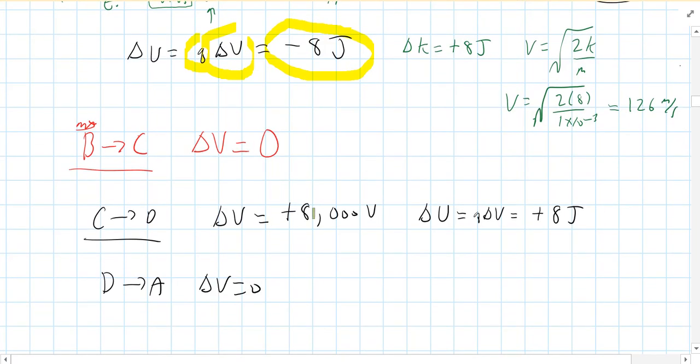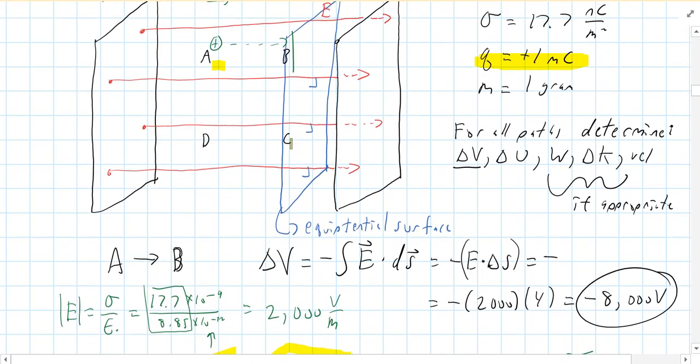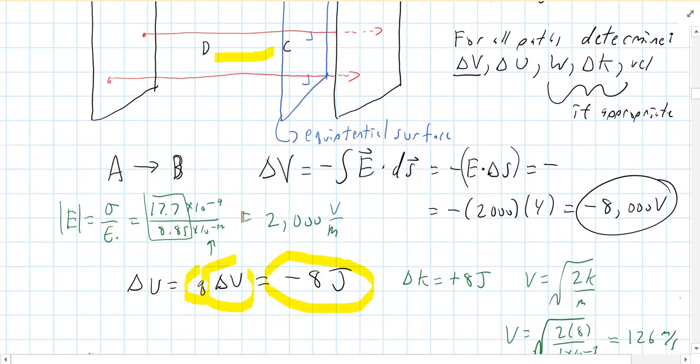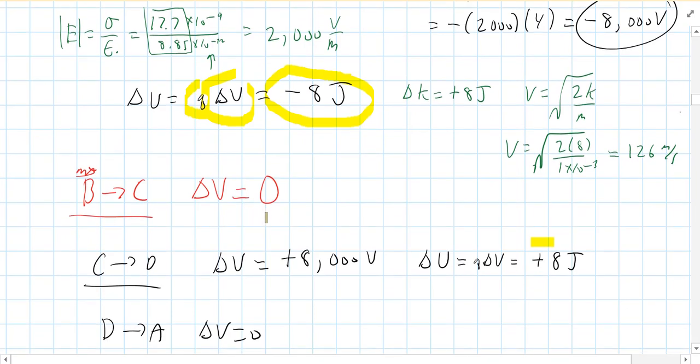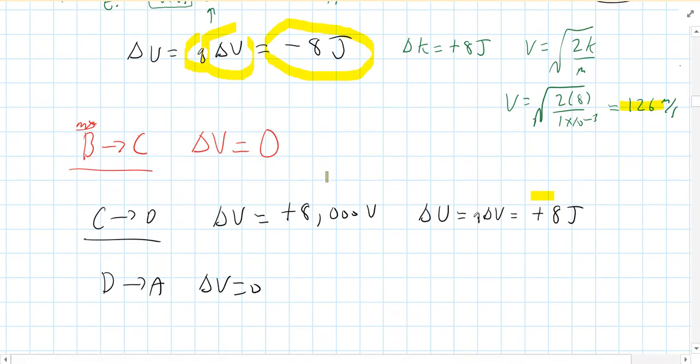From C to D, delta V would still be positive 8,000 volts, but delta U would now be negative 8 joules. And that means that the little guy would fall if you let him go at C, he's going to go to D all on his own. And then he would have kinetic energy of 8 joules when he reaches D, and you could find his velocity, it'd still be 126. So the numbers would all be the same, but the signs on many of them would change.